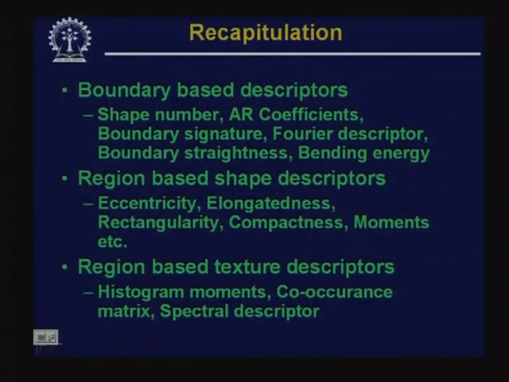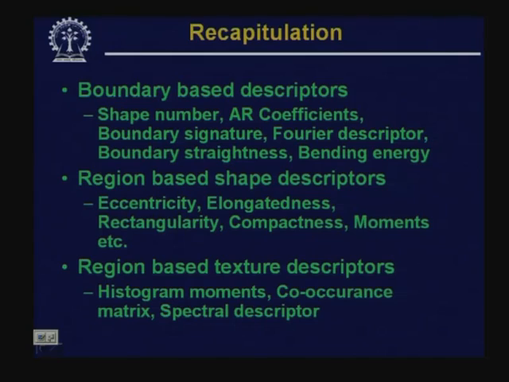Now, you find that out of all this, it is the shape number which is slightly different, because shape number basically gives a chain of different numerical values, say ranging from 0 to 7, and this chain or circle of numerical values actually describes the boundary of the object.